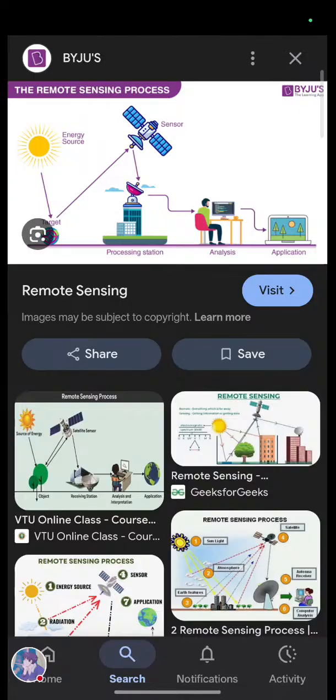Second is based on the source of energy. Two types: active remote sensing and passive. Active remote sensing uses a sensor that produces its own energy to sense.